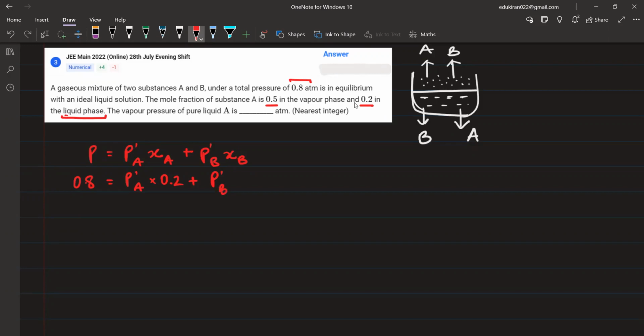...be equal to how much? 1 minus 0.2. हाँ, कितना हो जाएगा फिर? 0.8. Okay. And what other information do we have here?